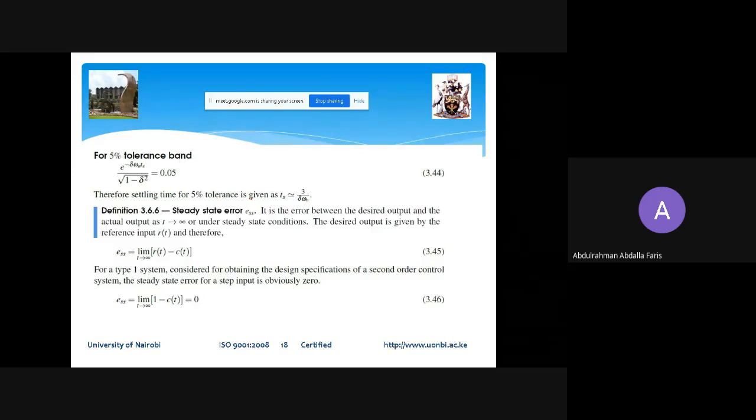Another design parameter or specification is the steady state error. We saw this. Steady state error is the error between the desired output and actual output as t goes to infinity, and it is given by this. We also showed that you can use the final value theorem to calculate steady state error. For this system, a type 1 system with unit step input, our steady state error equals 0.